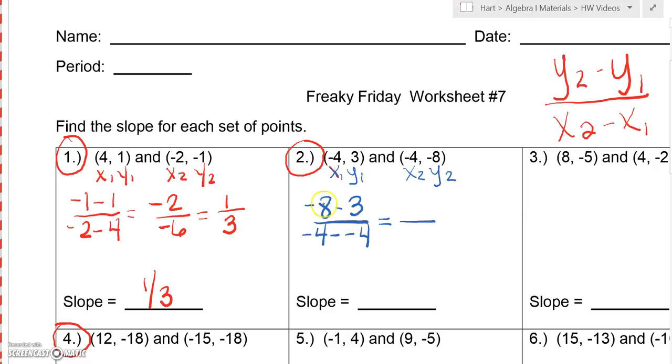Okay, and then when we subtract, -8 minus 3 is -11. And then right here, since we have two negatives right next to each other, they become positives. And so -4 plus 4 gives you 0. Anytime you have some number over 0, it's always going to be undefined because you can't divide by 0. It's impossible.